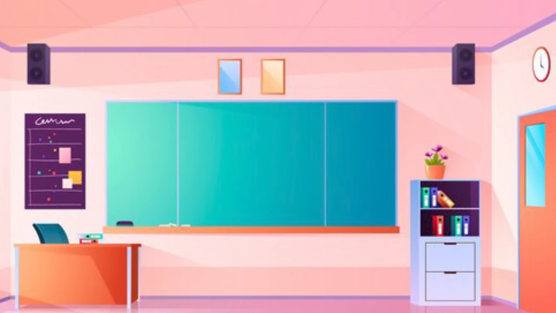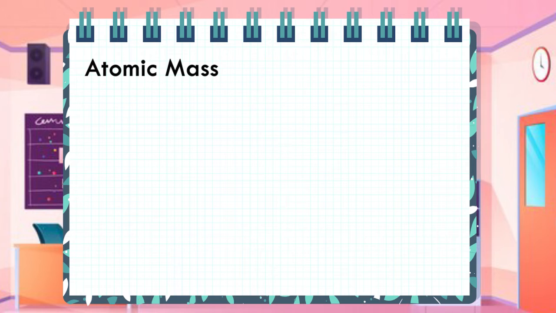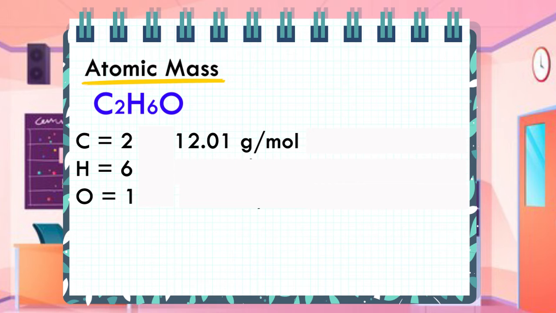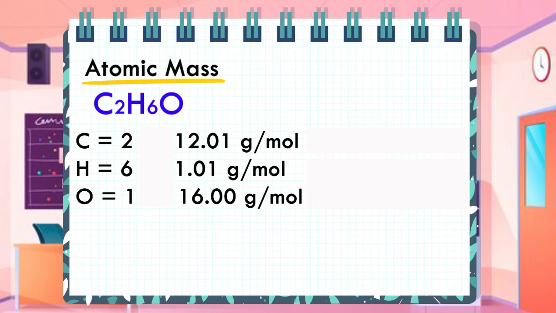To start, first, let's compute for the atomic mass of each element in the compound. The chemical formula for ethanol is C2H6O. This means that there are 2 moles of carbon, 6 moles of hydrogen, and 1 mole of oxygen. Next is to determine the atomic mass of each element that can be found in the periodic table. The atomic mass of carbon is 12.01 gram per mole. For hydrogen, it is 1.01 gram per mole. And for oxygen, it is 16 grams per mole.